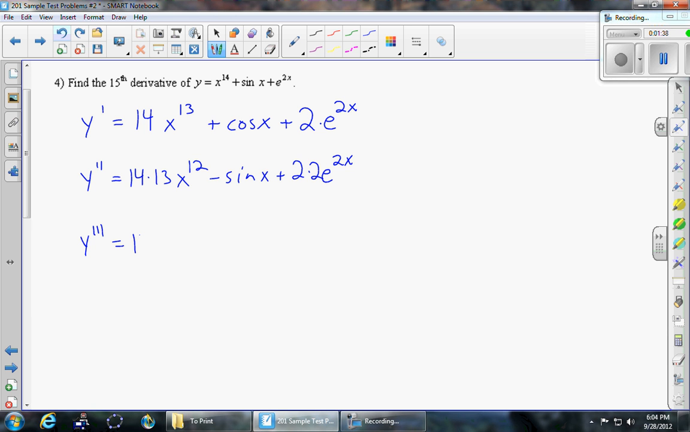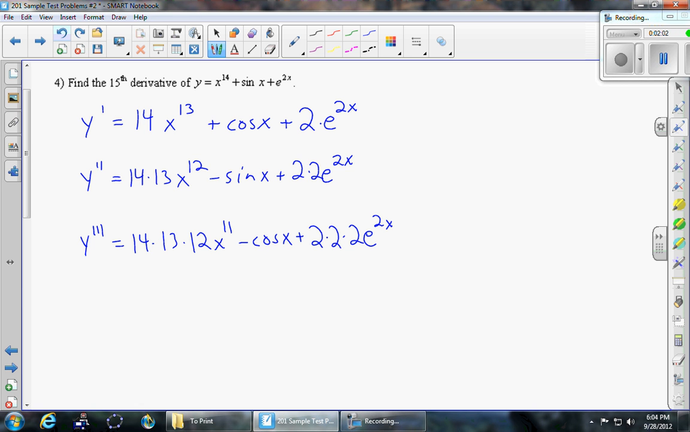Okay, y triple prime equals. Okay, 12 comes down and joins its compadres. 14 times 13 times 12. Subtract 1 to get x to the 11. Derivative of negative sine is negative cosine, plus, okay, e to the 2x. There was a 2 there, there was a 2 there, and then now the new derivative of e to the 2x is e to the 2x times the derivative of the 2x, which brings down yet another 2.